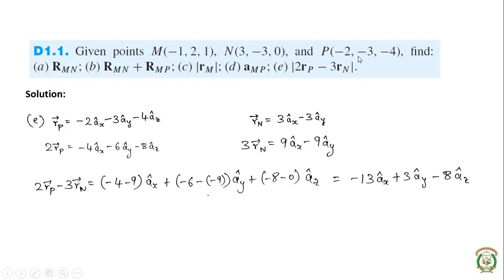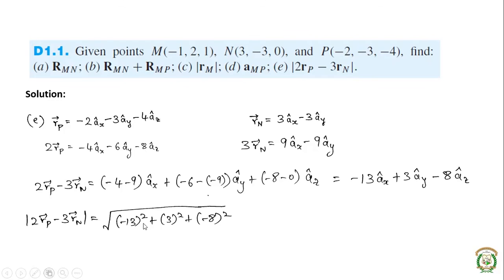We are supposed to find the magnitude of this. The magnitude of this vector is given by the square root of (-13) square plus 3 square plus (-8) square. 13 square is 169, 3 square is 9, 8 square is 64. If you find the sum of this, you'll get root 242, which is equal to 15.56. So this is how you can solve any problem related to position vectors and unit vectors.